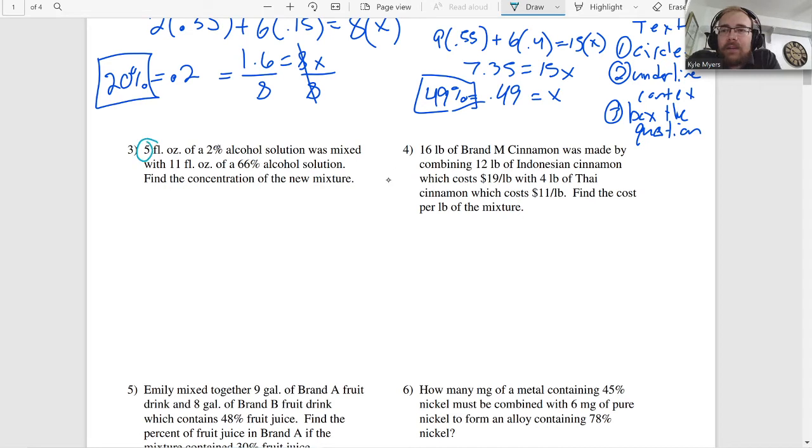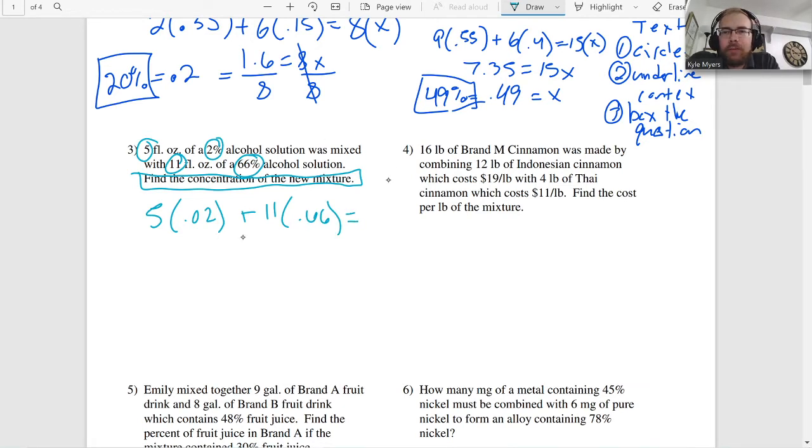Okay. 5 fluid ounces, 2% alcohol, mixed with 11 ounces, 66% alcohol. Find the concentration of the new mixture. Okay, this is nothing new, so I'm not going to spend too much time on this. I'll set it up still, but 0.02, 11, 0.66.